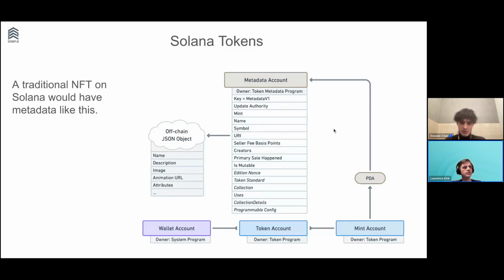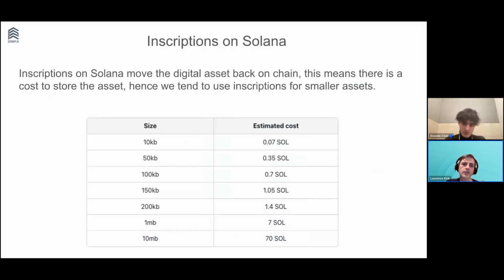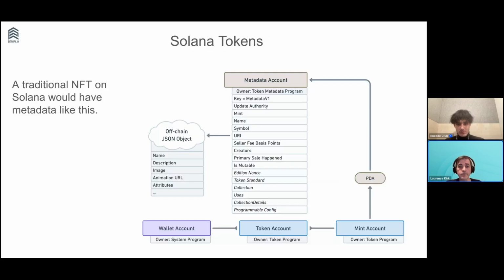Okay, so that's where we're starting from, and then we're thinking about how we're going to add to this, or change this, with inscriptions. So what we do with inscriptions is we move some of these details back on chain. So we want to get them in an actual account. So we're coming back, rather than having off-chain objects, we're going to start to put more things on chain and associate that with these various accounts.